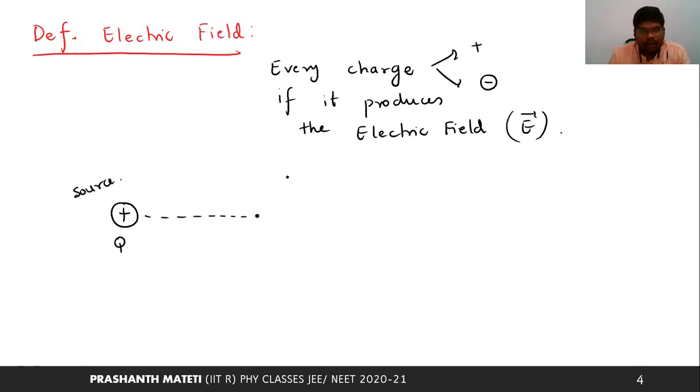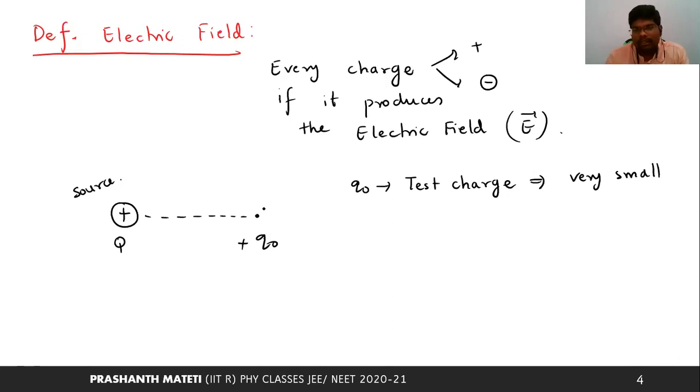If you want to know how much electric field it is producing, you want to test it. For that purpose, we take a small test charge, and by convention, q naught is what we call the test charge. The test charge is very small. Why is it taken very small? So that it doesn't disturb whatever the source charge is producing. It is only there to test it, and it is taken to be a positive charge only.